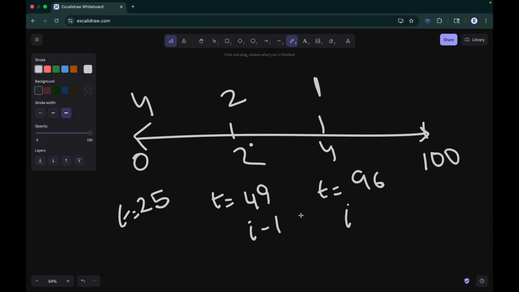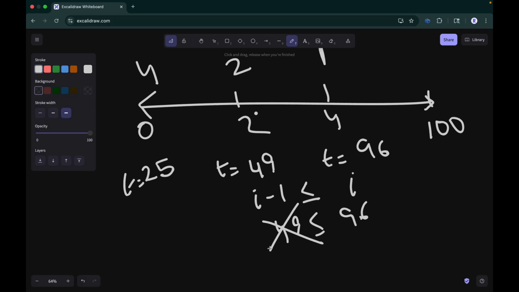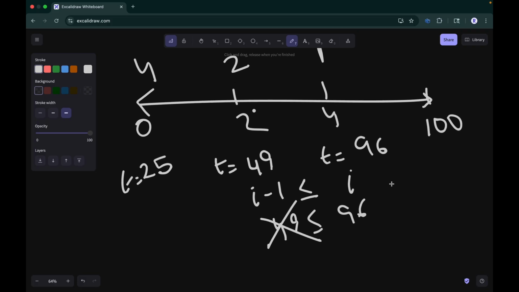Is I minus 1 less than or equal to I? Yeah, that's right. 49 is less than or equal to 96. If that is the case, then what we want to do is pop this off, because we want to ensure that we only have one in our list. So we create a stack here, which will be 96.